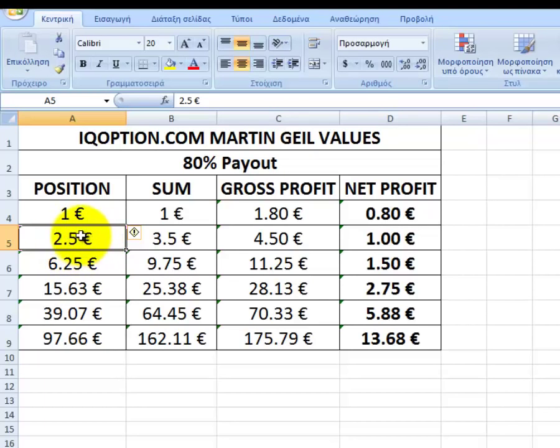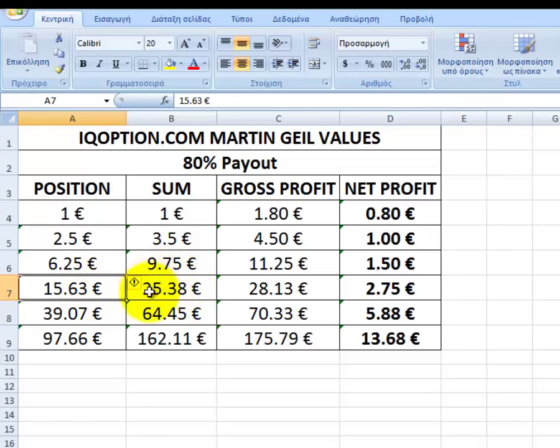If we lose the second position, then we will open a third position multiplying the investment of €2.5 by 2.5, which equals €6.25. If we lose the third position, then we will open a fourth position multiplying the €6.25 investment by 2.5, which equals €15.63.